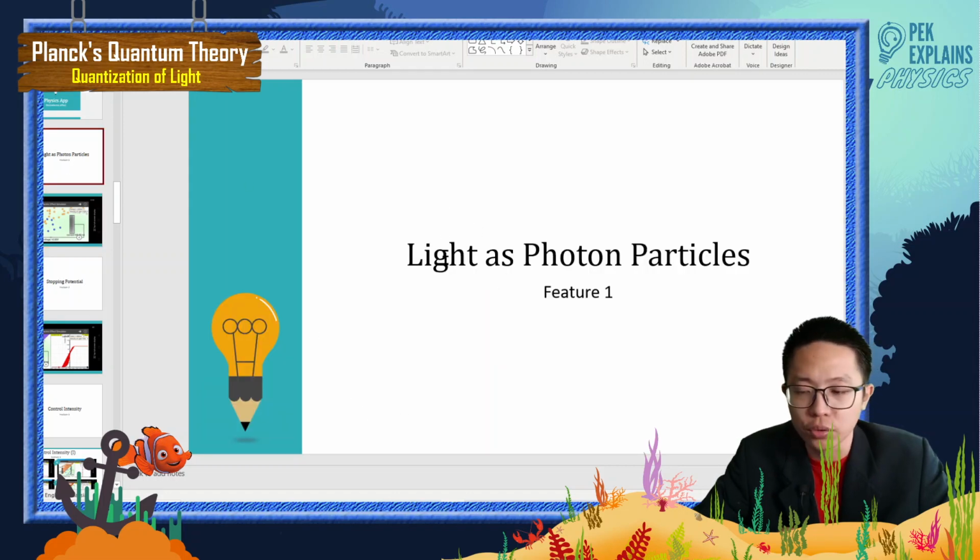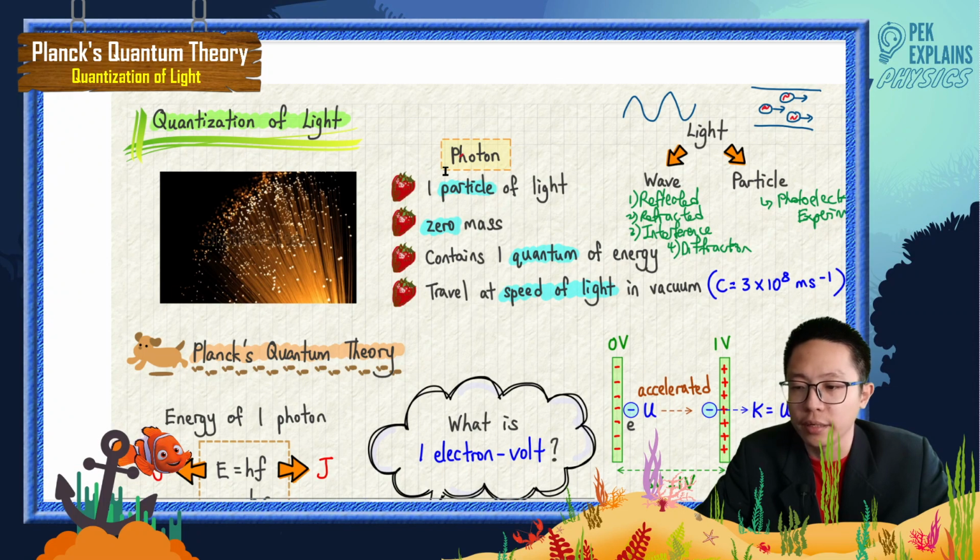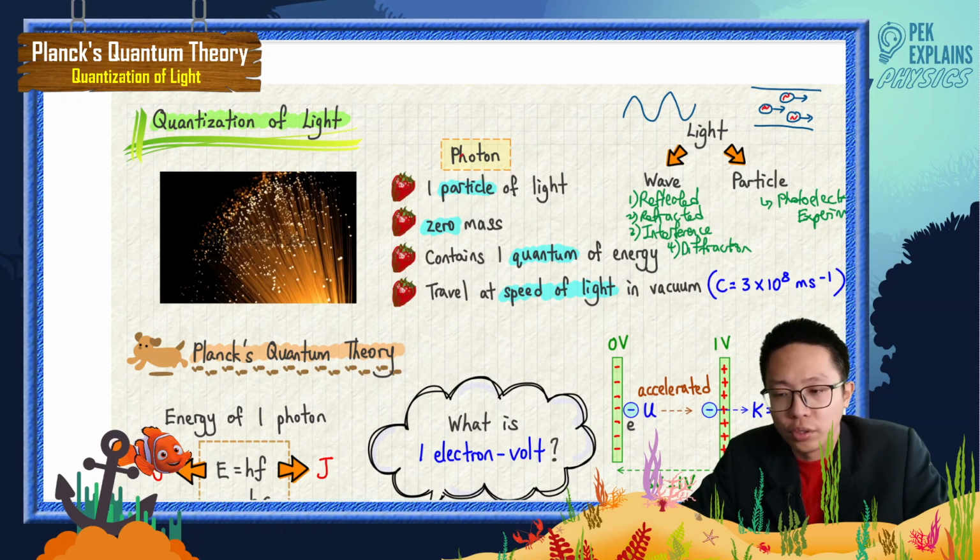Before that, you need to know that light behaves as photon particles. What is actually a photon? Let us look at what a photon is first. A photon is one particle of light, a small particle. Actually, here the light is not just visible light. A photon is one particle of electromagnetic radiation, which is the more proper term.